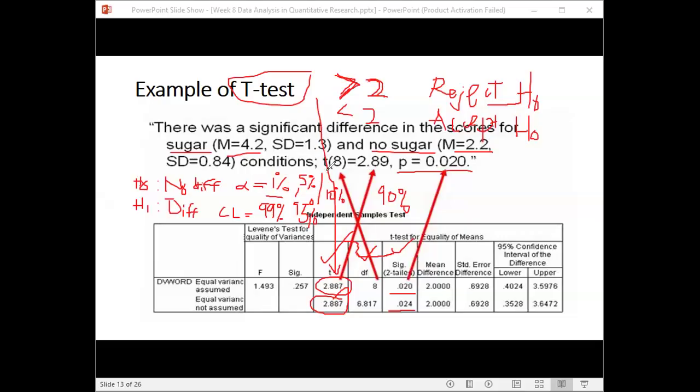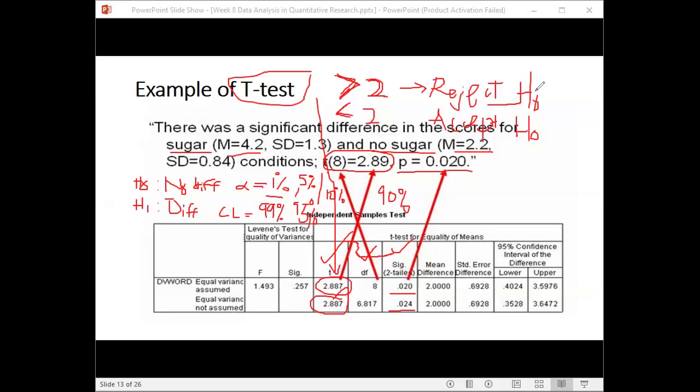This t statistic from our table is giving us 2.89. So what do we do? Based on our rule of thumb that we have specified here, if it is greater than 2, reject the null hypothesis. So this one is saying that it's 2.89. So it's greater than 2, isn't it? Yes. So we reject the H0.